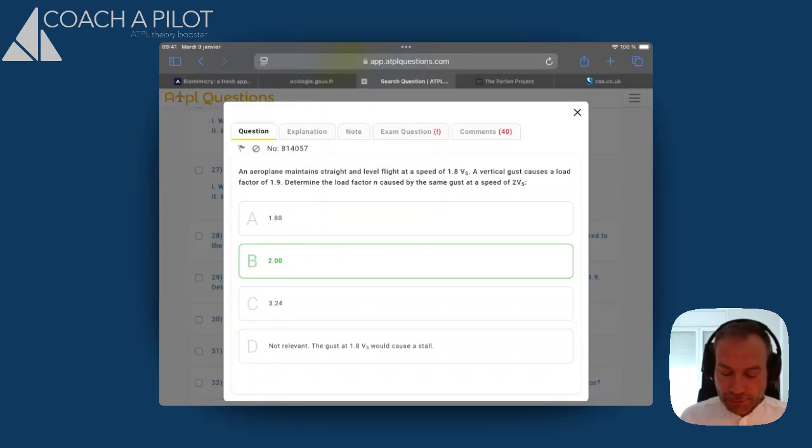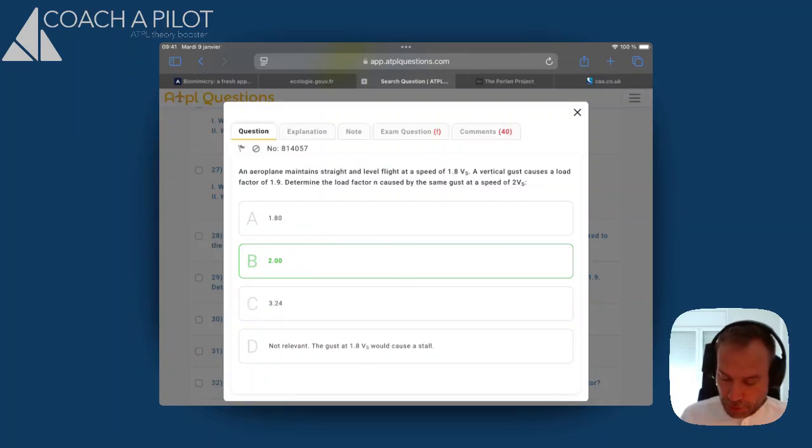An aeroplane maintains straight and level flight at a speed of 1.8 Vstall. A vertical gust causes a load factor of 1.9. Determine the load factor that would be caused by the same gust at a speed of 2 Vs. Okay, so plenty of times the students have difficulties to answer this question. So I will show you that it's extremely simple and it can be solved in, let's say, less than 15 seconds. Okay, how does it work?